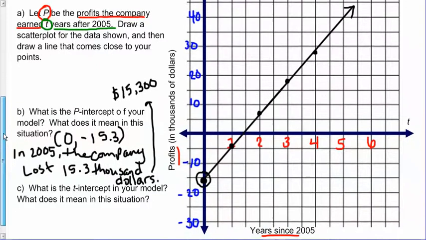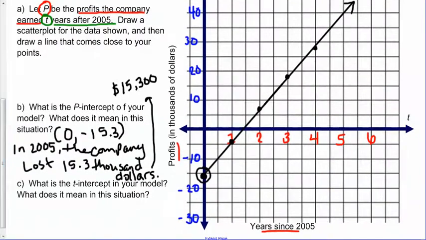Now, when we talk about the t-intercept, the t-intercept is right here where it crosses the t-axis. And so with that one, where have we gone in the horizontal direction? We've gone, it looks like right about to 1.5. And then in the vertical direction, we didn't go anywhere, right? Because we're still sitting right there on that horizontal axis. So that's the t-intercept. What does it mean?